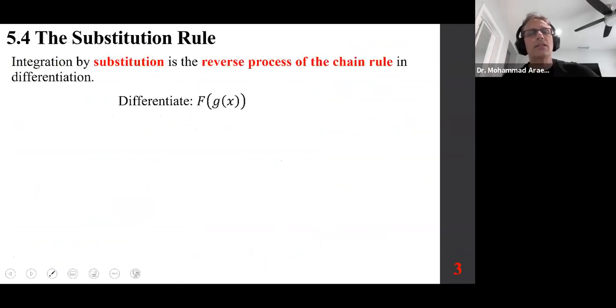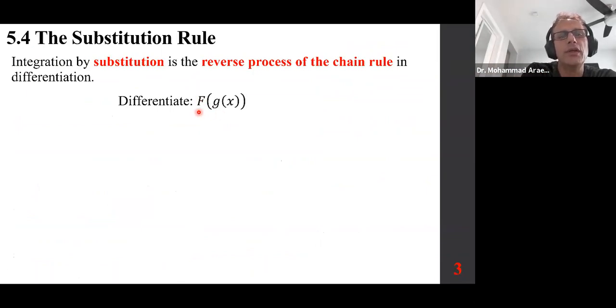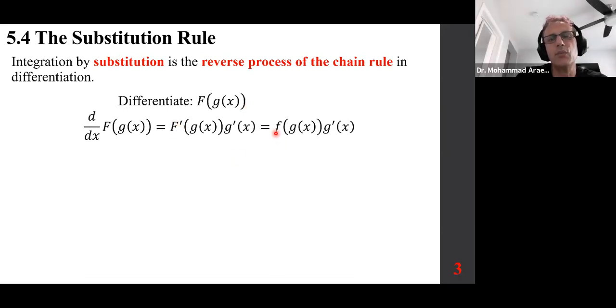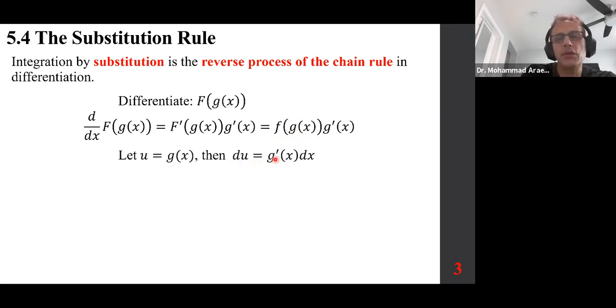Now, what is substitution? First, let's take a look at differentiation. What are we differentiating? We are differentiating using the chain rule because substitution is the reverse process of that. The derivative of capital F of g of x is capital F prime of g of x times g prime of x, or if we represent capital F prime with lowercase f, we can say lowercase f of g of x times g prime. So if we let g of x be represented by a function u, then du is g prime of x dx.